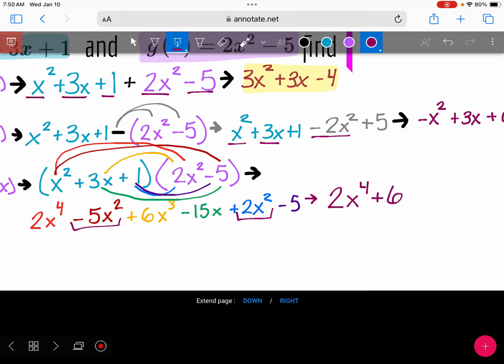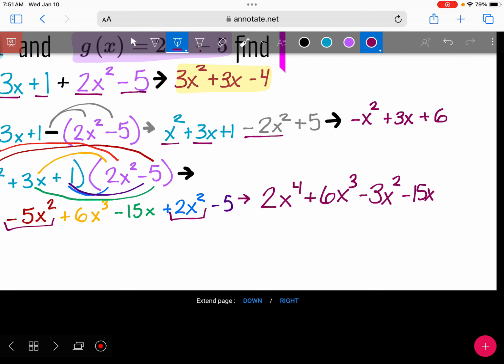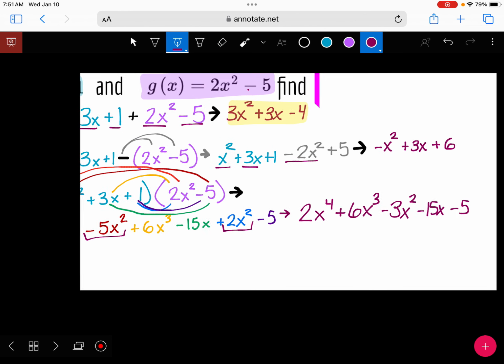Plus 6x cubed. The next smallest piece is my x squareds. How many x squareds do we have? I say we have this 2 over here. I would say we also have this minus 5 over here. So all together we have minus 3. My only term with just x's is this guy right here. So we have minus 15x. And then that minus 5 is just tagging along at the end.